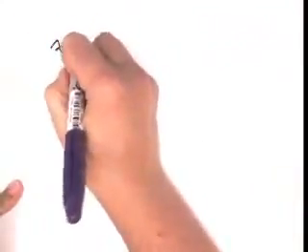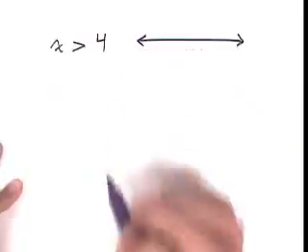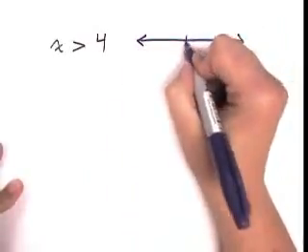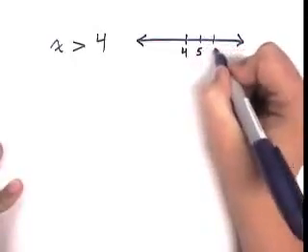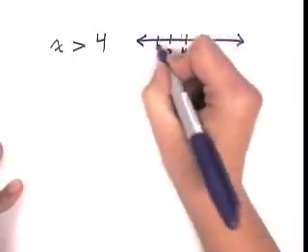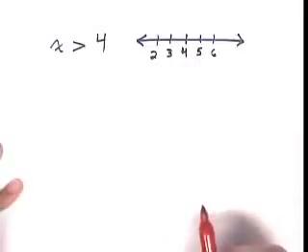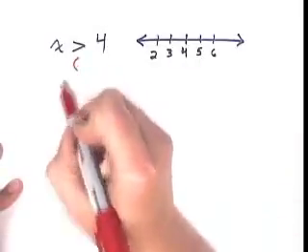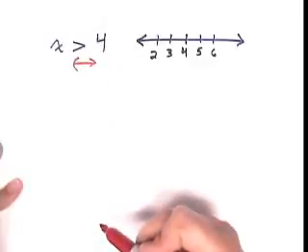If my problem said to graph x is greater than 4, I would start with a number line. And you don't need too many numbers around. You need to obviously be graphing 4, so let's put a few more numbers around my 4 on my number line. Now, since it says greater than, I know I'm going to be using this symbol and drawing an arrow to the right for everything larger.